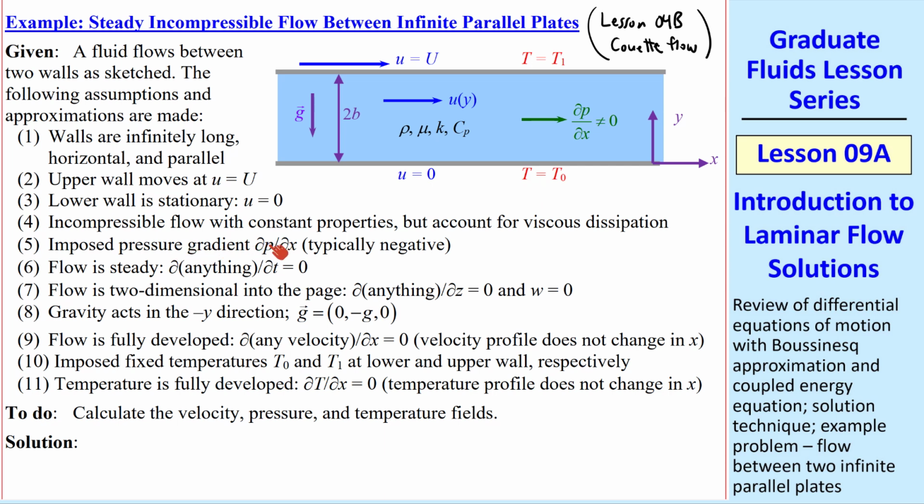The imposed pressure gradient is typically negative, so that we get a forced flow in the x direction, pressure decreasing as we go downstream. Flow is steady, 2-dimensional, with gravity acting only in the negative y direction. The flow is also fully developed, both in velocity and temperature, and we let heat transfer be whatever it needs to be to keep temperature equal to T0 at the bottom and T1 at the top. We want to calculate the velocity, pressure, and temperature fields in this flow.